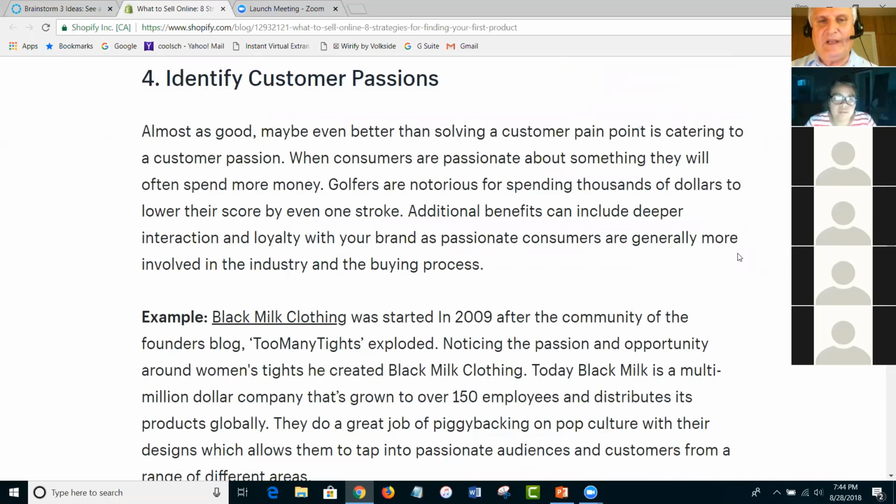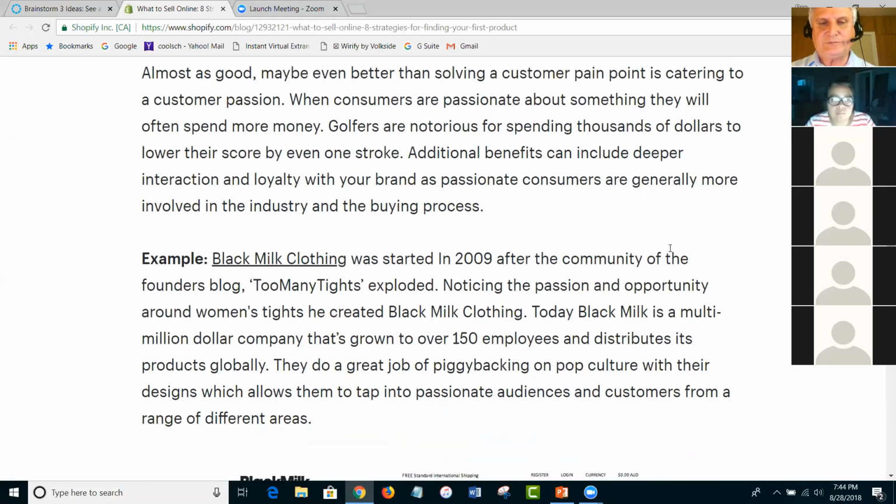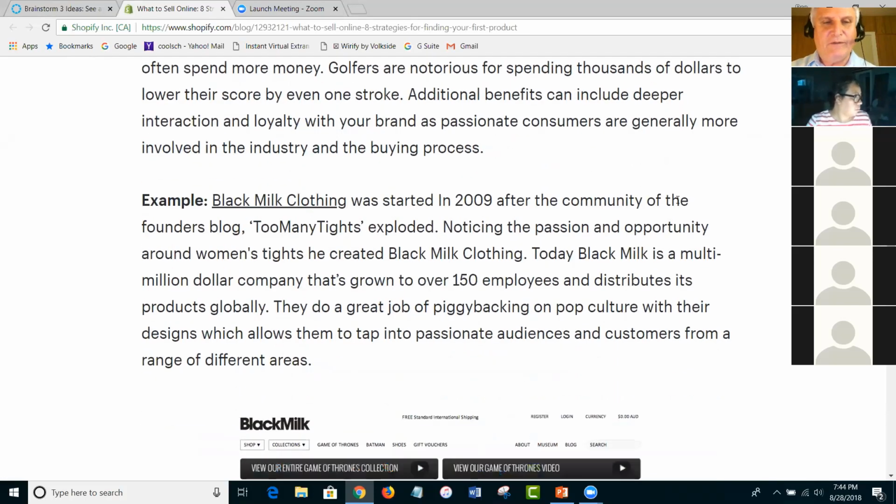And then another one would be identify your customers' passions. So they give an example of golfers, people that are really dedicated to golfing are willing to spend a lot of money on golf products. And then there's other things that people might be really passionate about, like heavy metal music that combines Black Sabbath and The Cure. So you never know.